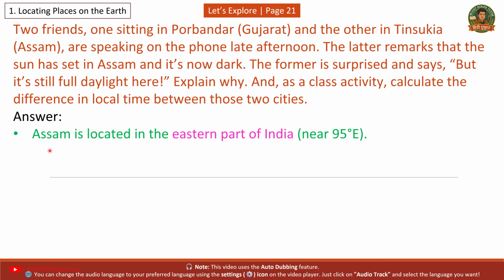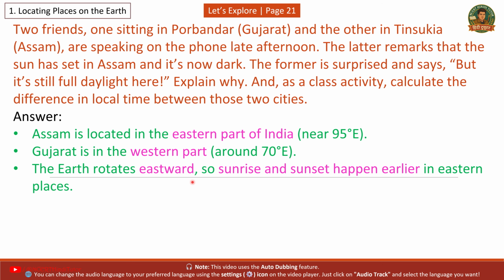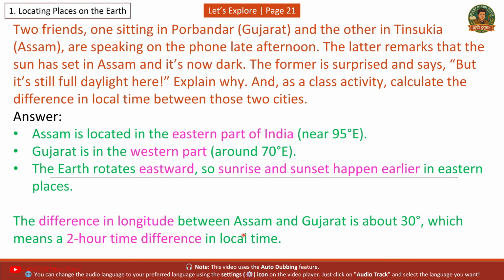Answer: Assam is located in the eastern part of India near 95° east. Gujarat is in the western part around 70° east. The earth rotates eastward, so sunrise and sunset happen earlier in eastern places. The difference in longitude between Assam and Gujarat is about 30°, which means a 2-hour time difference in local time.